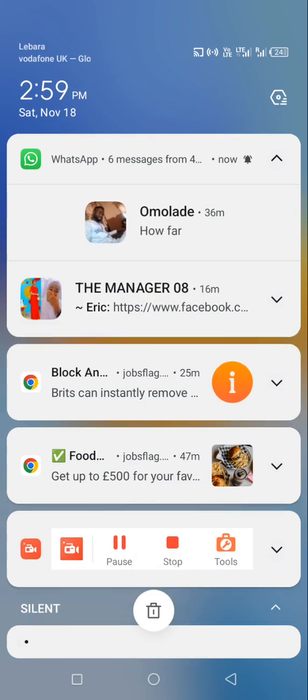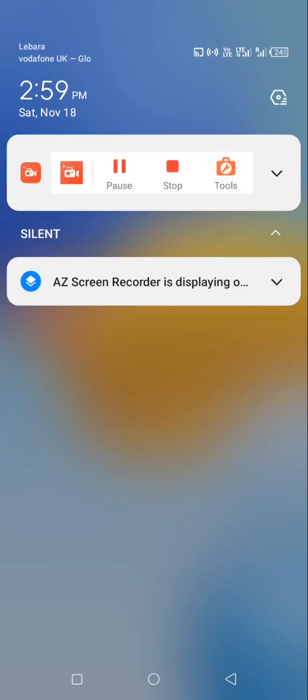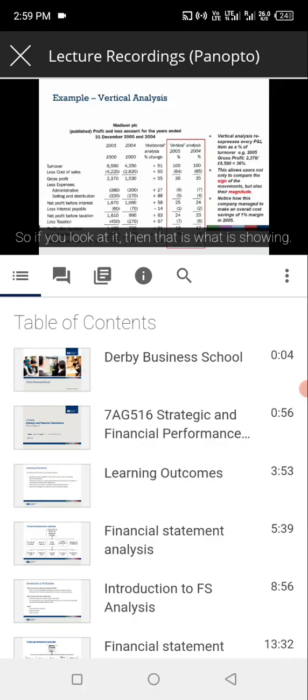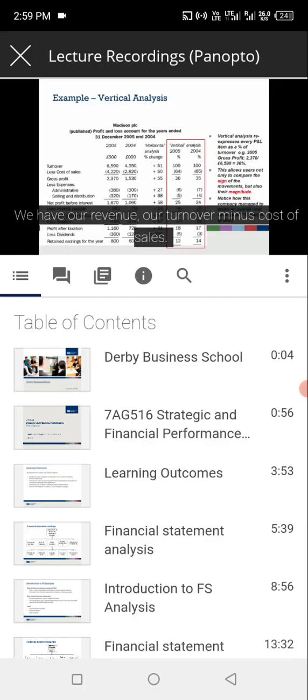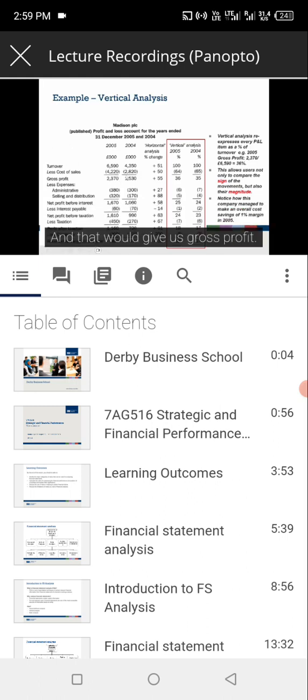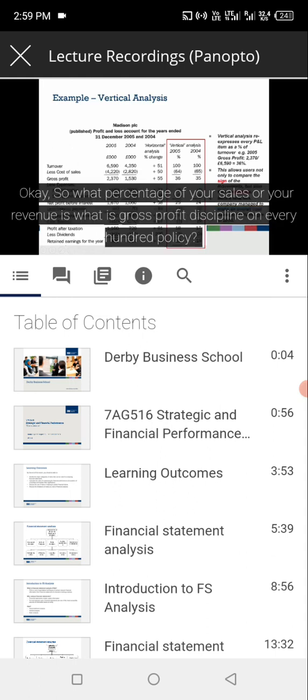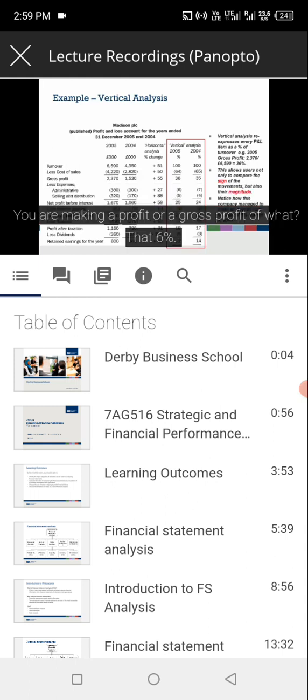So you have what? Your gross profit margin. If you look at it there, that is what is showing. We have our revenue or turnover minus cost of sales, and that will give us gross profit. So what percentage of your sales or your revenue is gross profit? This simply means on every £100 sale, you are making a gross profit of 36%. That's £36.